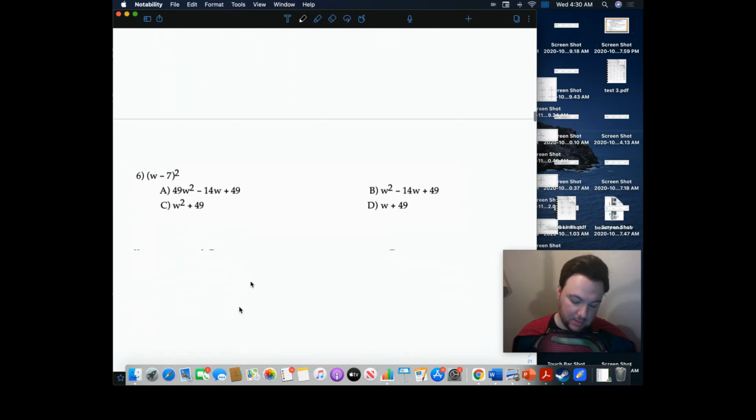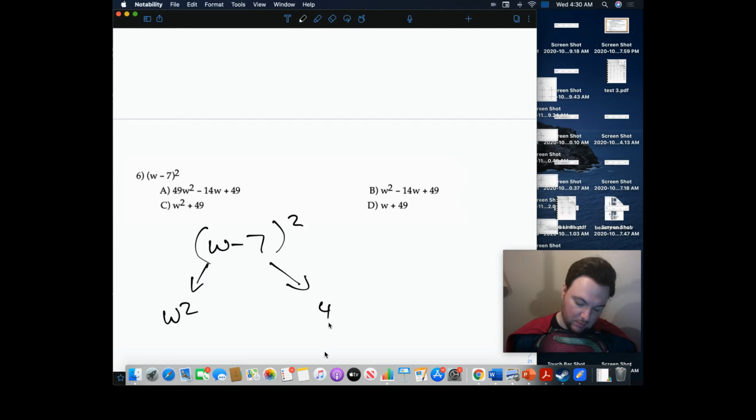Okay, number 6. So we talked about the shortcut. I'm going to use the shortcut here. W squared, 7 squared. Notice the back is always positive, but the middle is going to be, when I double 7w, it's going to be negative 7, so it's going to be negative 2 times 7, which is 14. So negative 14w, okay?